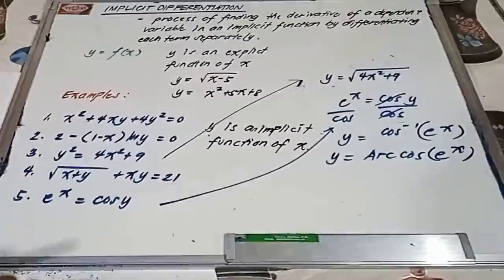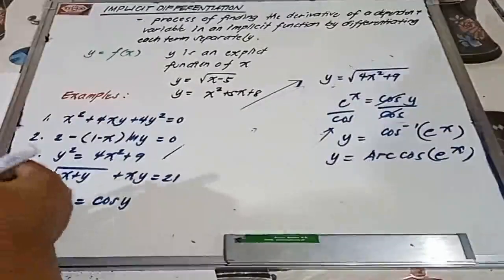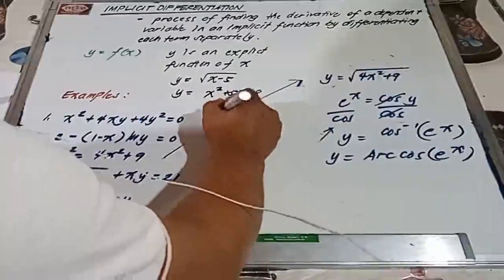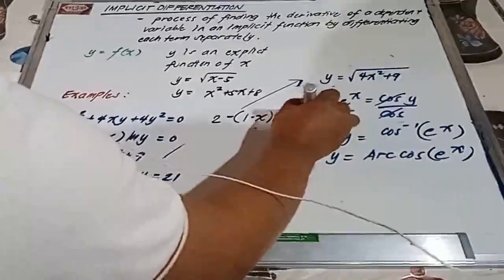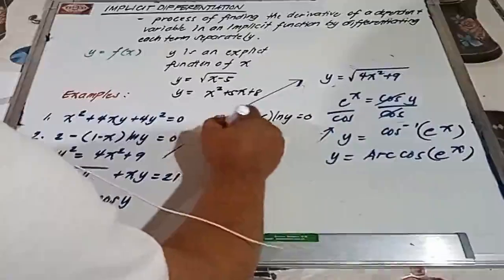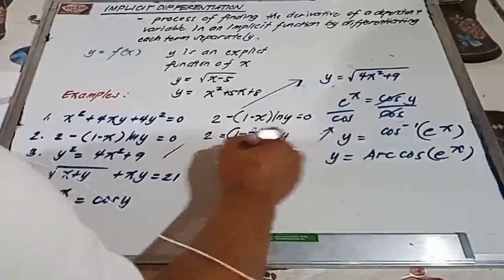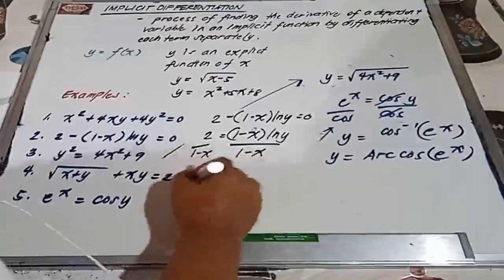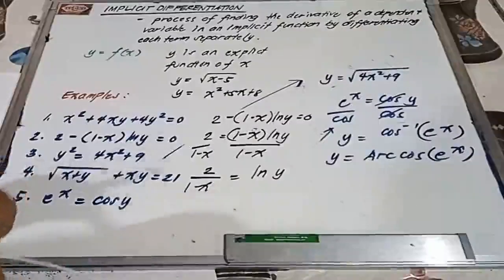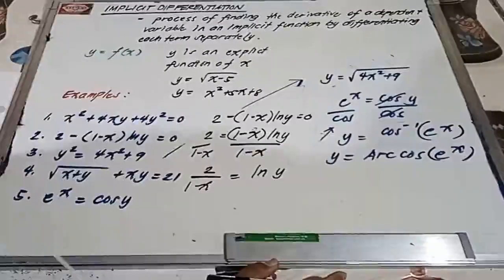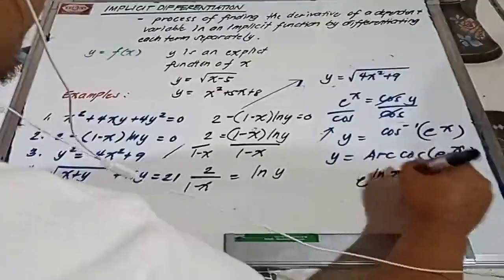Try natin yung number 2. Paano natin siya isusulat explicitly? So we have 2 minus 1 minus x ln y equals 0. Transpose natin ito. So we have 2 here, 1 minus x ln y, divide both by 1 minus x. So we have 2 over 1 minus x equals ln y. Kung tandaan nyo pa yung ating natural logarithm and the exponential e function, we have e to the ln x is equal to x.